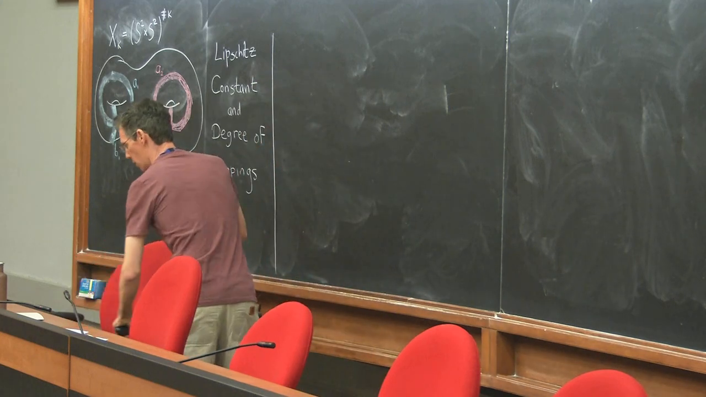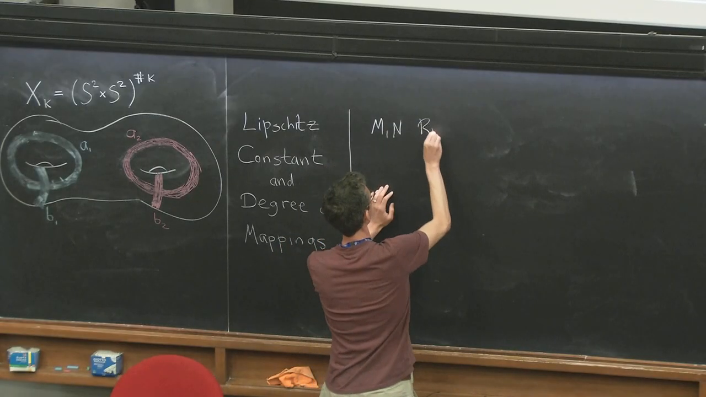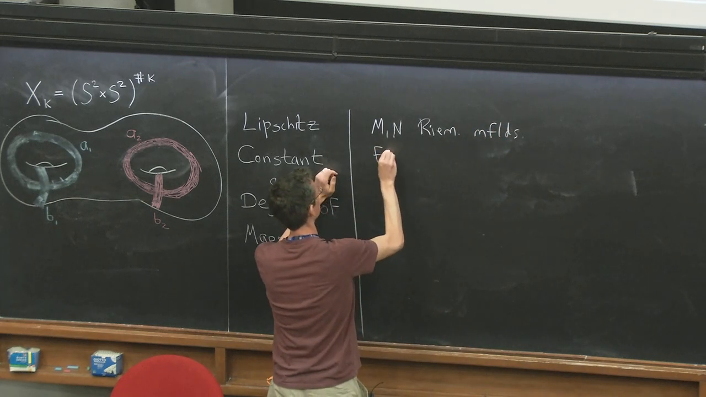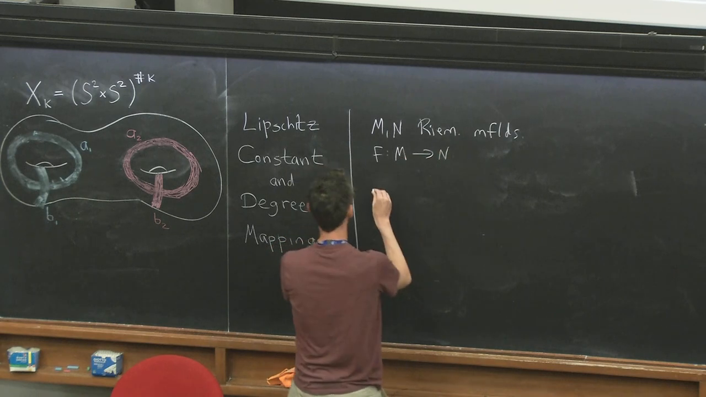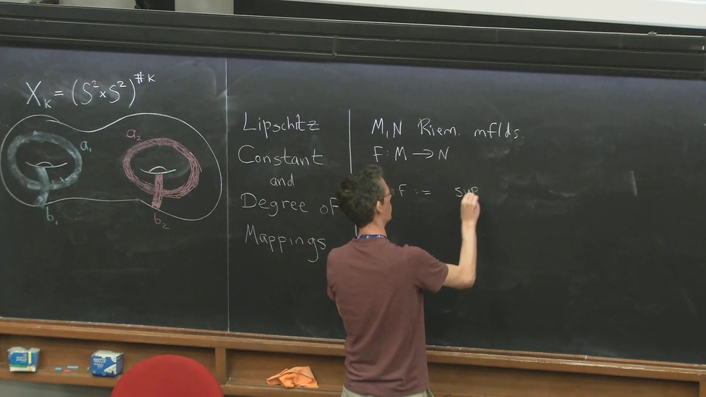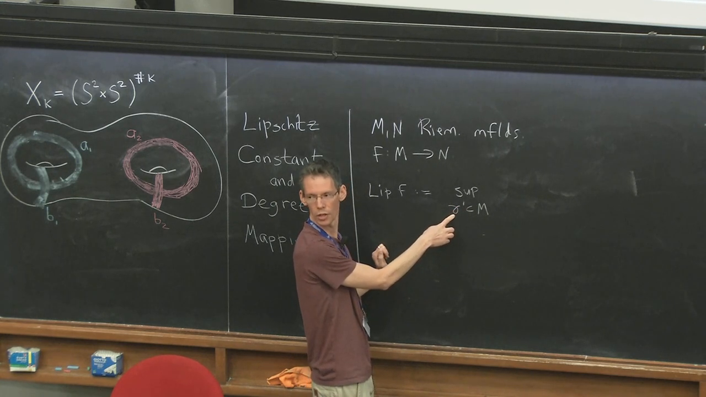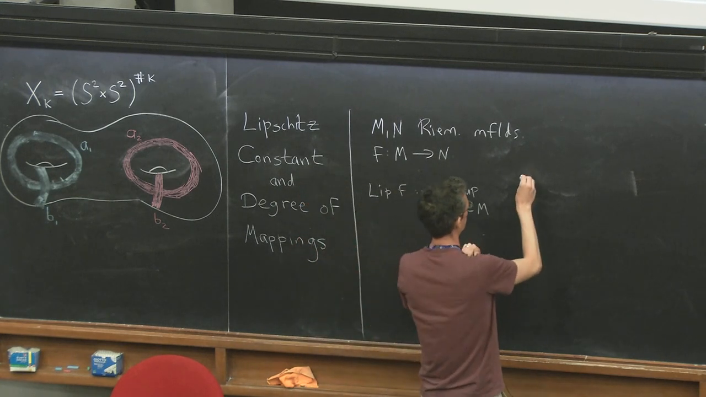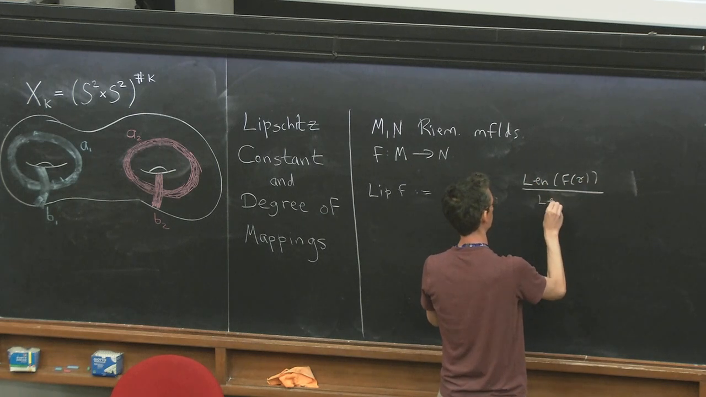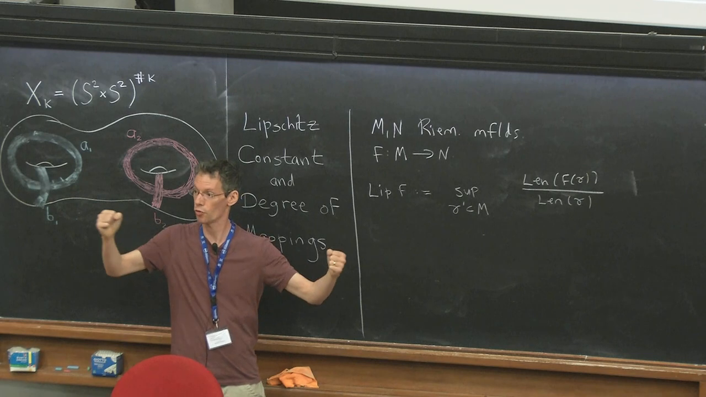So suppose I have two Riemannian manifolds. M and N are Riemannian manifolds. And I have a map between them. Then the Lipschitz constant of this map is the supremum over all of the curves in the domain. So I wrote gamma 1, because gamma is a one-dimensional curve, of the length of the image divided by the length of the curve. The Lipschitz constant is like a stretch factor. It measures how much this mapping stretches curves.